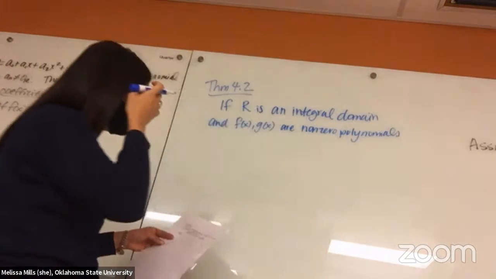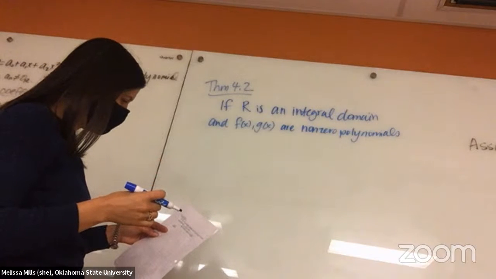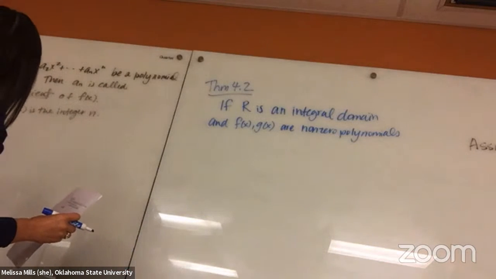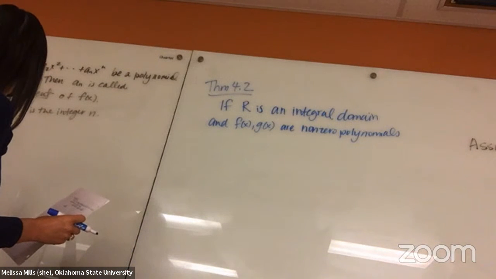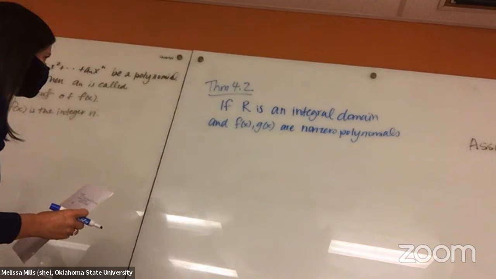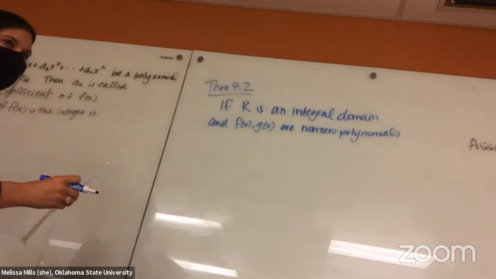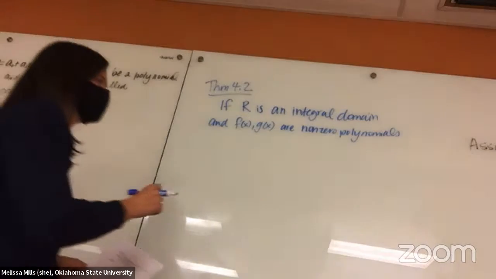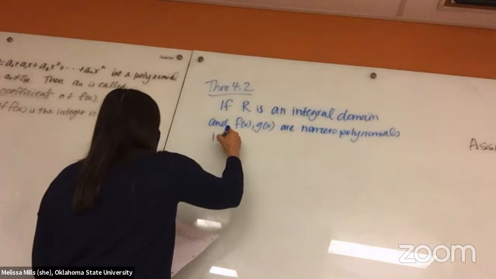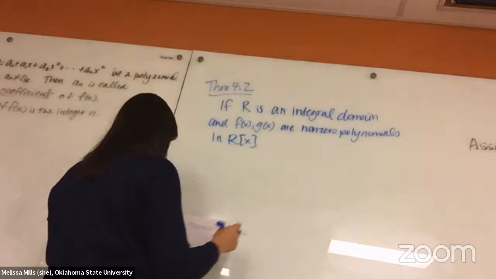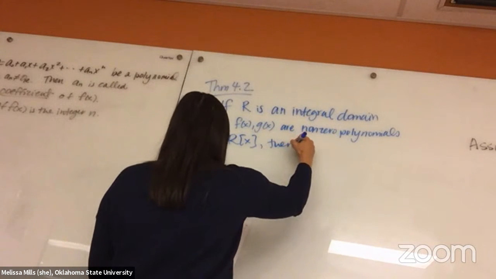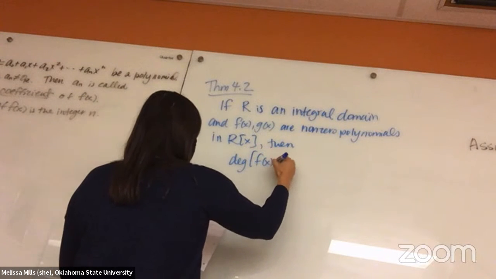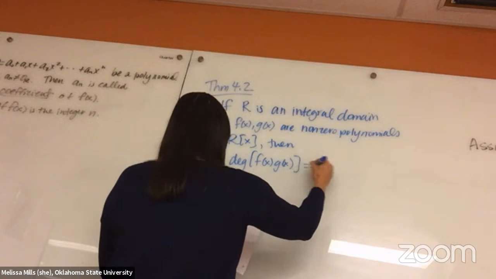Which I'm not really sure why the non-zero polynomial needs to be there, because the degrees should work out the same. Although, if the degree is 0, then the equality is still going to hold. So I'm not really sure why the non-zero part, maybe it's in the proof somewhere that we need the non-zero. Anyway, in R adjoin x, then the degree of f(x)g(x) equals the degree of f(x) plus the degree of g(x).